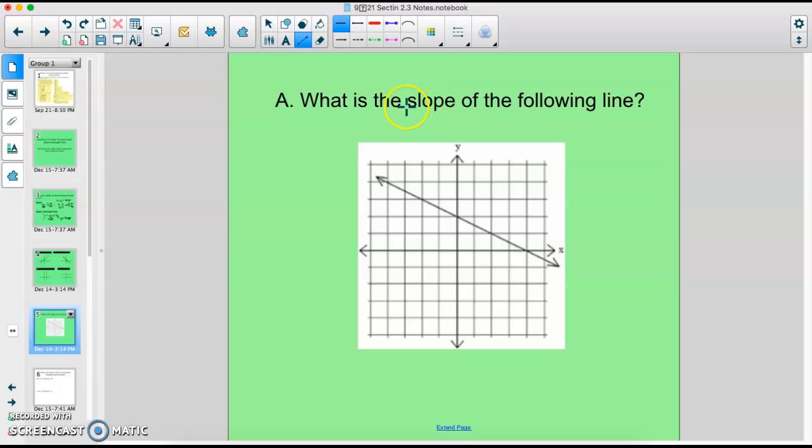Alright, so what is the slope of the following line? The easiest thing to do is pick some easy points. So I see we have an easy point right here, and we have an easy point right here. We're looking for where it intersects the graph nicely. It crosses right here, and it crosses right here. Now we could also do down here or down here, that's fine, but we'll go from right there.